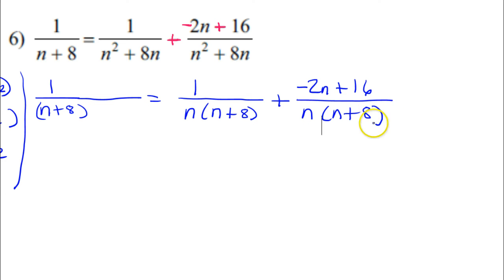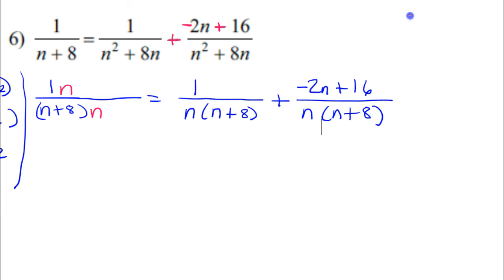Okay, so I just need to make all the denominators the same. These two denominators are already the same, with n and then n plus 8. So this denominator just needs an extra n, which I can do as long as I put another factor of n in the numerator. Now the denominators are all the same.